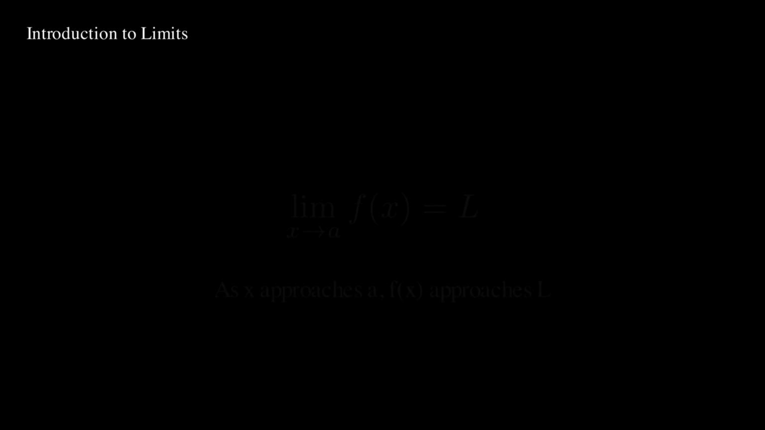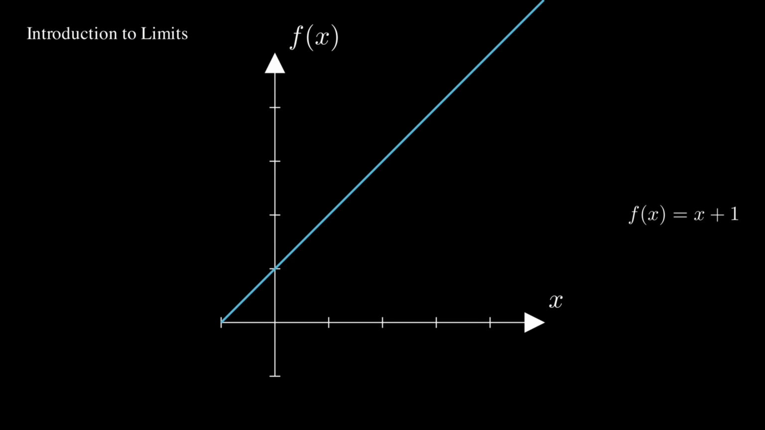Simple example. Take f of x equals x plus 1. Then the limit as x approaches 2 of f of x equals 3. Plug in x equals 1.9, f of x equals 2.9, x equals 2.1, f of x equals 3.1. The closer x gets to 2, the closer f of x gets to 3.